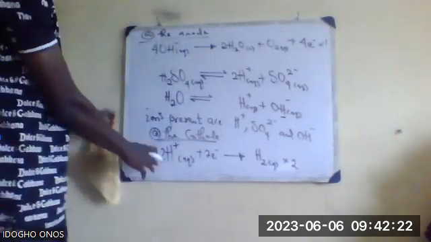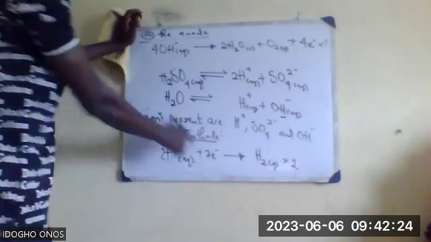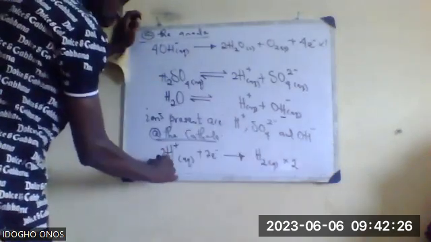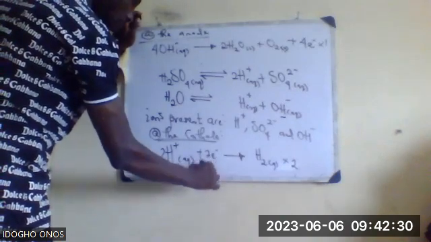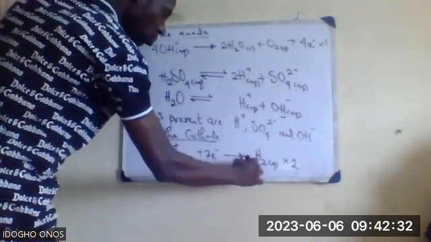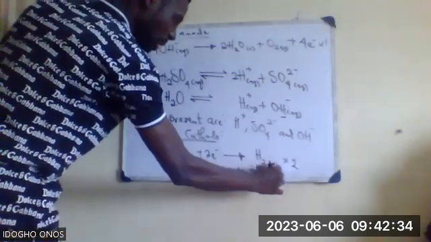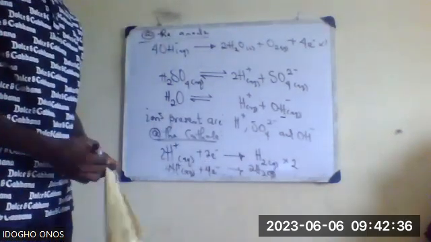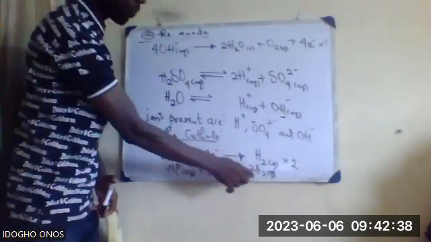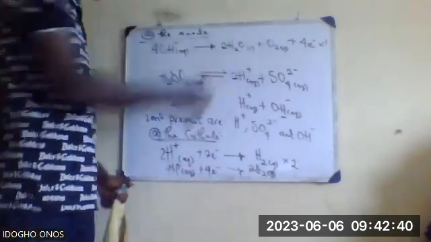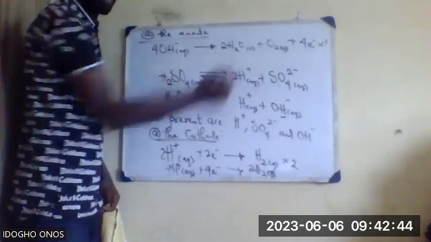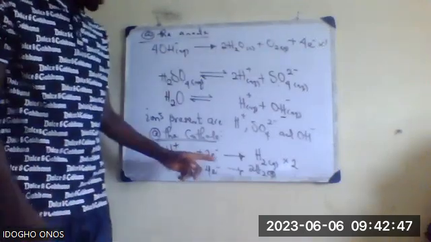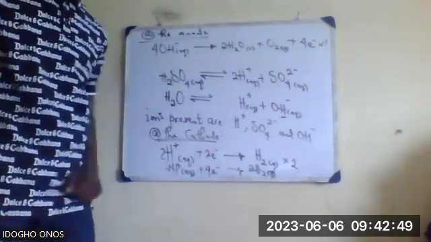Then for the cathode, if I leave one line, it now becomes 2 times 2, which is 4H plus, plus 4 electrons, give me 2H2 gas. That is 2 volumes of hydrogen and 1 volume of oxygen. So the major product at the anode is oxygen gas, and the product at the cathode is hydrogen gas.